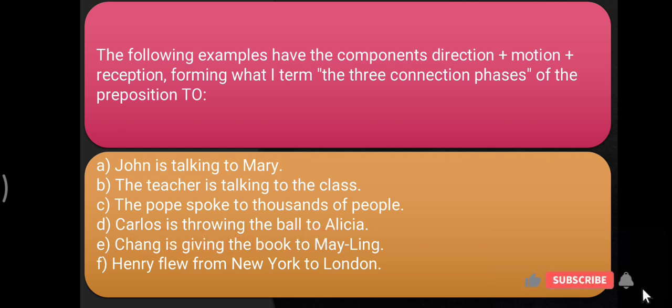And in the last example, Henry flew from New York to London. In this case, you can see there is direction, right? There is from New York to London. That is direction. And the airplane flew all the way to England. There is motion. And then they landed in London. So that is reception. Landing in London is reception, and flying the aeroplane is movement. And when we say that Henry is going towards, that is direction, right?